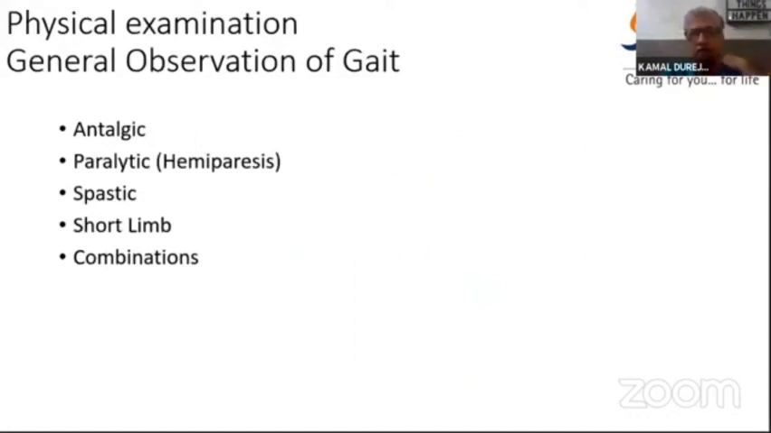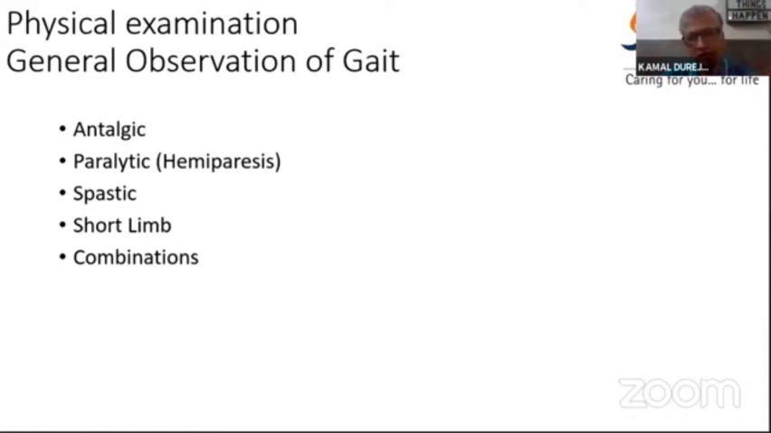So now we go on to the physical examination with this background in our mind of what we are looking for. The physical examination starts from the moment the patient is entering my chamber, into the OPD where I am sitting and examining the patient. So I observe his gait as the patient is entering my place, and maybe I can make him walk a little bit more.